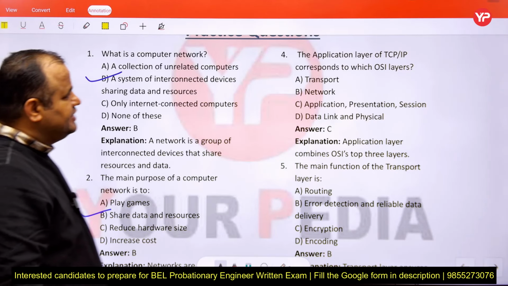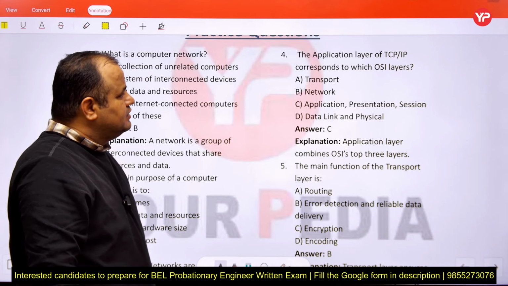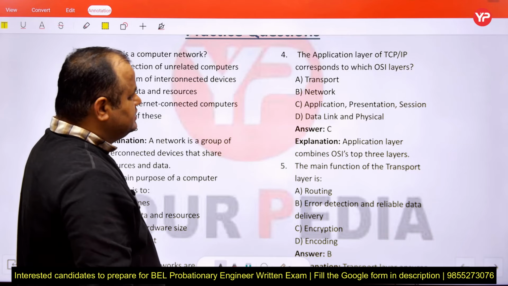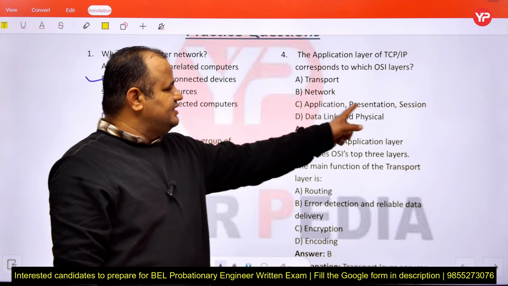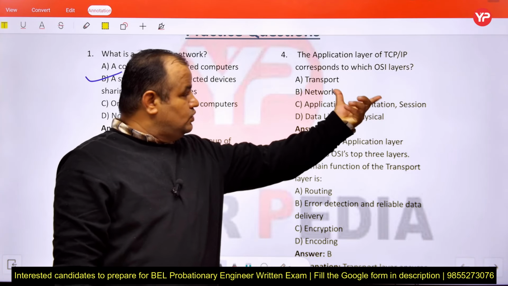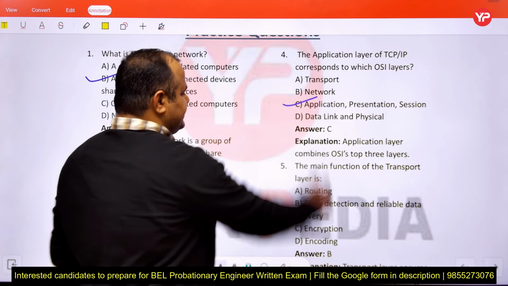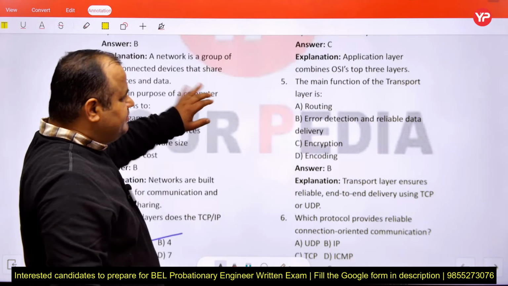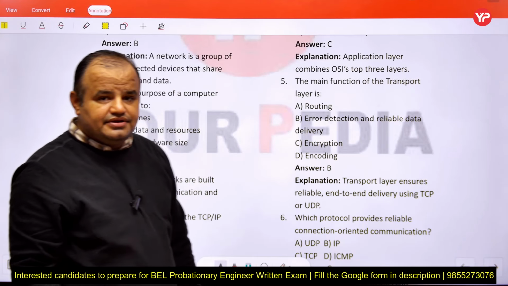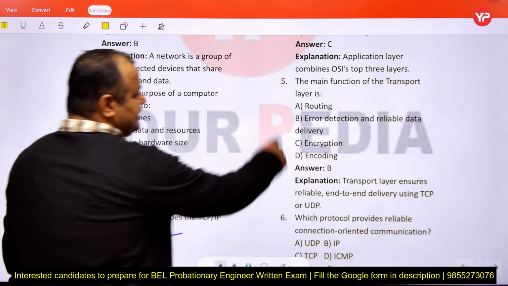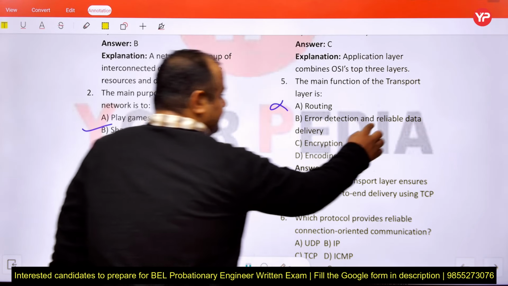The application layer of TCP IP corresponds to which OSI layers? See, in the OSI model we have mainly 3 layers: application, presentation, and session layer. All these are merged in TCP IP. So C is the right answer. The main functions of transport layer: segmentation is there, flow and error control is there, right? Routing is the network layer. No. Error detection and reliability of data.